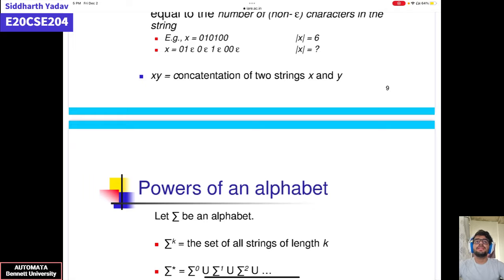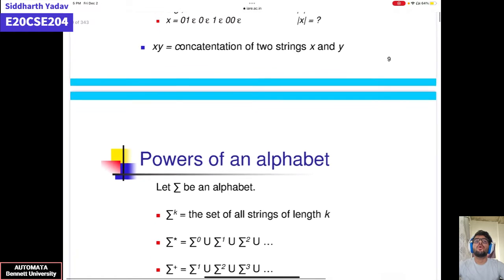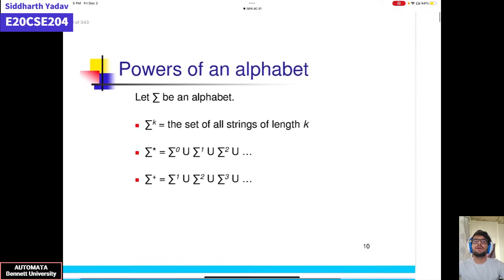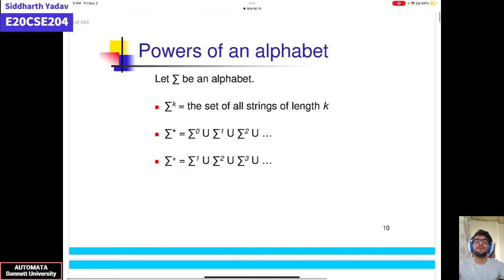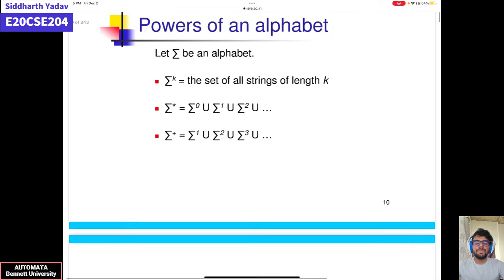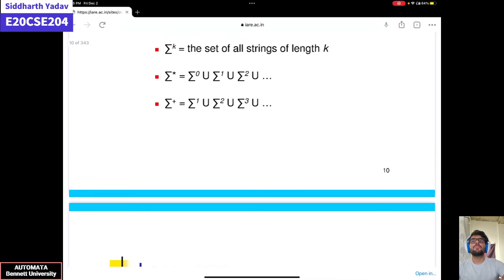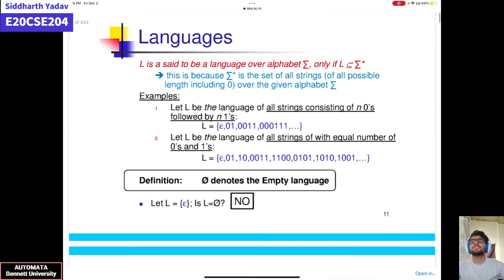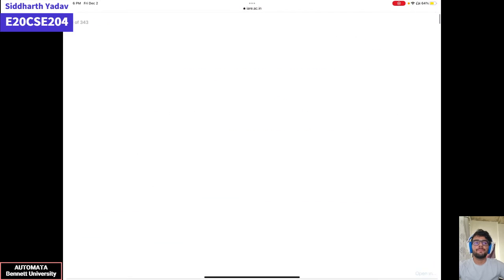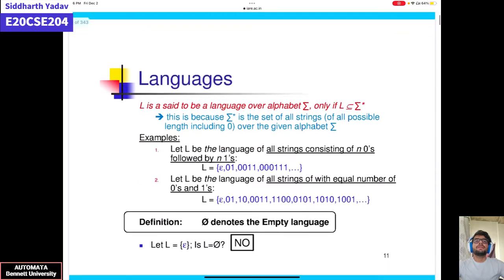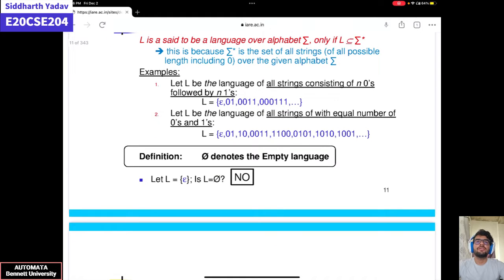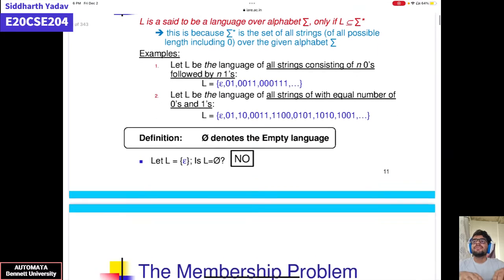Example: |x| is equal to 6. xy is the concatenation of two strings x and y. Powers of an alphabet: let sigma be an alphabet. Sigma^k is the set of all strings of length k. Sigma star is the universal set. Languages: L is said to be a language over alphabet sigma only if L is a subset of sigma star, that is the universal set.